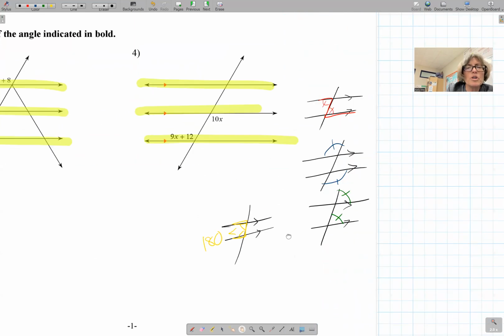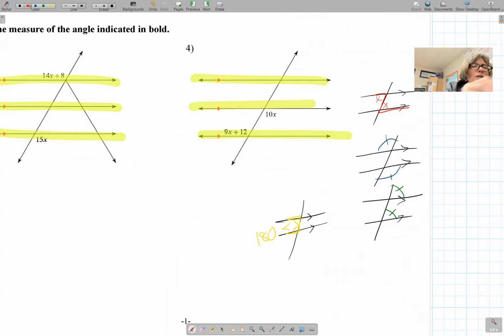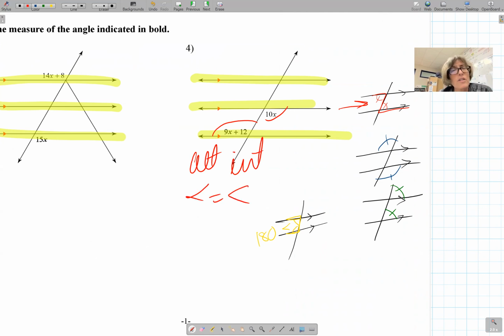So you simply determine which angle is in play here. And if you sweep these, for example, you can tell that they are alternate interior angles. Therefore, angle equals angle. Use that to solve for X, as well as find your bold angle.